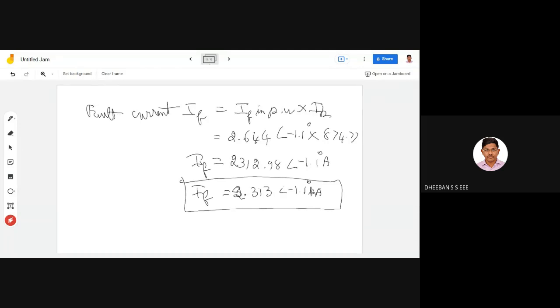So for the base current, we'll be multiplying with the value we have found in terms of per unit. That's what is done over here in order to get your final IF. Okay, this is the value, and the final fault current will be 2.313 at an angle of minus 1.1 degree kiloamps.